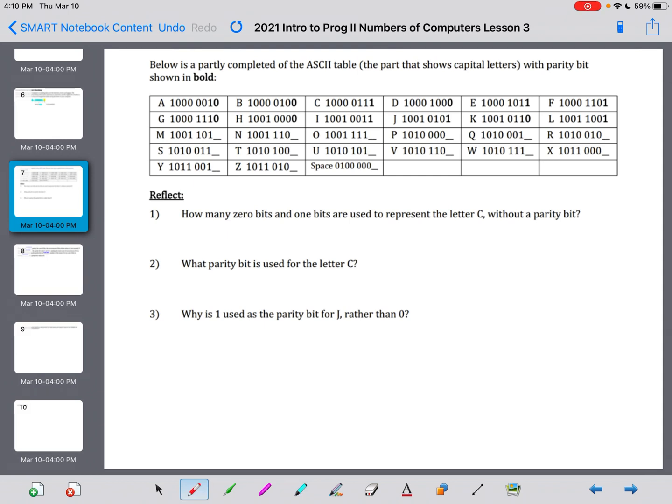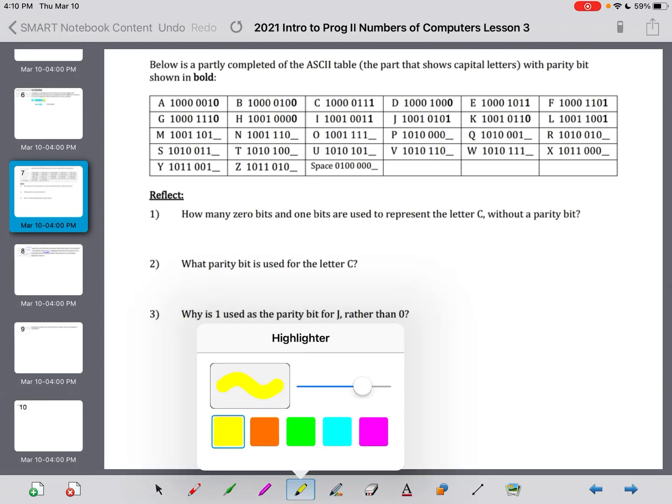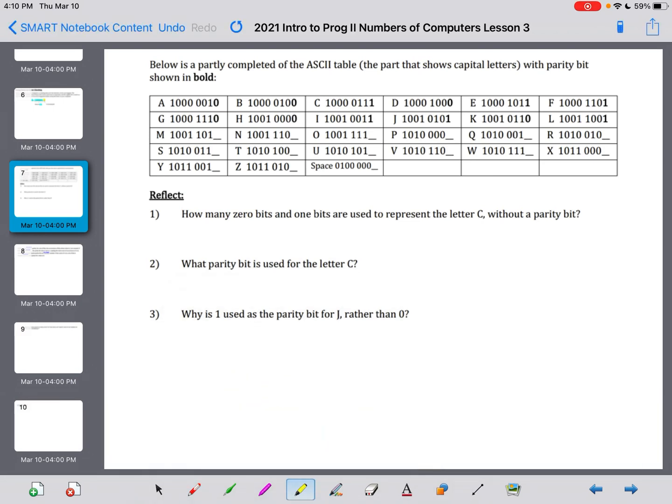They're asking us here, again, this is the same table that we started with today, but it's got a parity bit which is bold-faced. So I'm just going to put a little yellow dot on these parity bits. Now, it's not haphazard. It's not just random what number goes there. So we're going to try to figure out by answering these 3 reflection questions here.